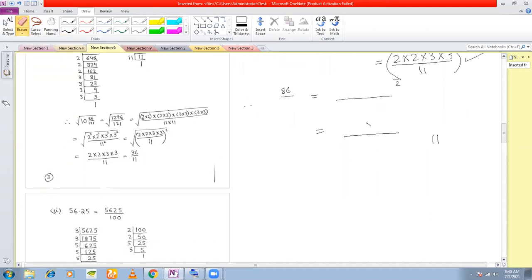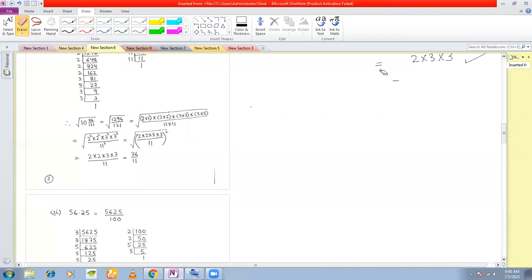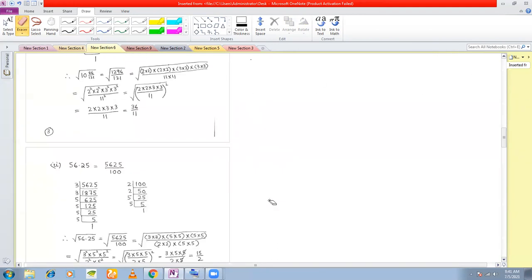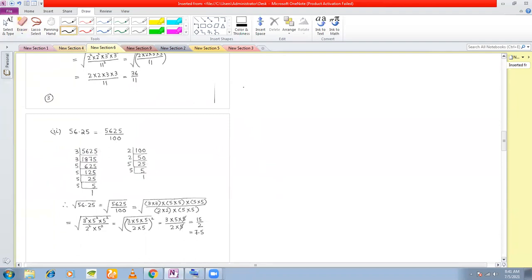Let's see the next one. This time, let's see a decimal number. If we are finding the square root of decimal numbers by the prime factorization method, we first convert the decimal to a fraction, and then we work. So if we have 56.25, we want to find the square root of 56.25 by prime factorization.